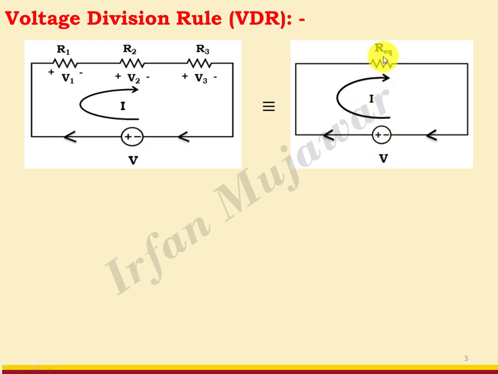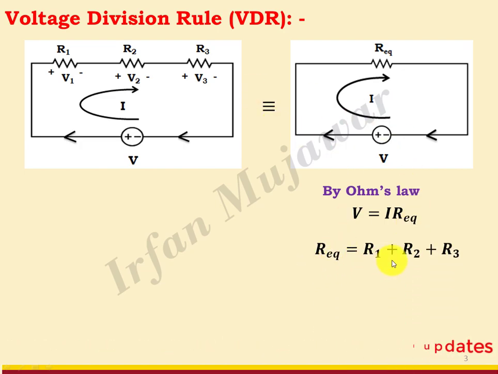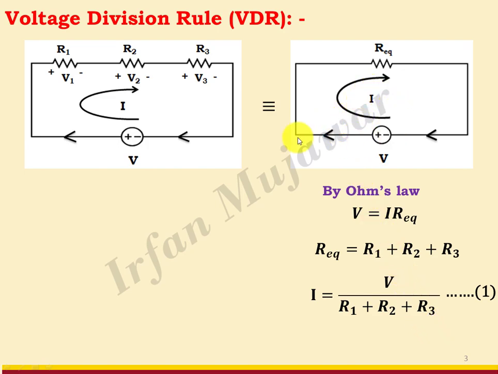Now how to calculate R equivalent for series circuit we already discussed in the previous sessions. Now we can apply Ohm's law in this figure. So by Ohm's law we can write voltage is equal to current into resistance. So that is V equal to I into R equivalent. Now how much is R equivalent for series circuit? R equivalent is sum of individual resistance, that is R1 plus R2 plus R3. So therefore I will be equal to V upon R equivalent, that is V upon R1 plus R2 plus R3. So that is the equation of current flowing through this particular circuit.